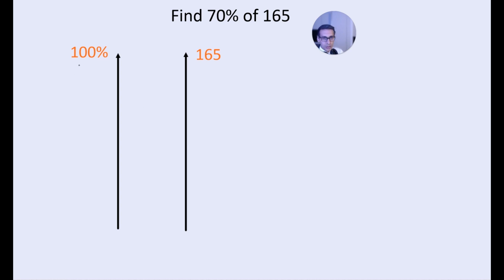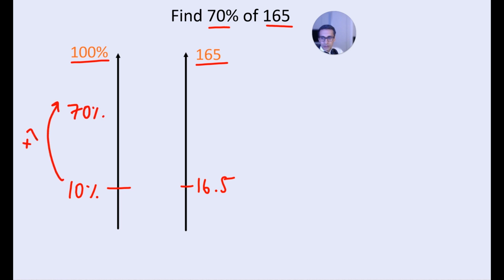So let's just do a couple of practice questions so we're familiar with the representation. You should be familiar with the double number line. To find 70% of 165, well, 100% is going to be 165. We can work out, for example, 10%, which is 16.5. We do that by dividing by 10, and then we're going to multiply it by 7 to get 70%. So times 7. 16.5 times 7 is 115.5.